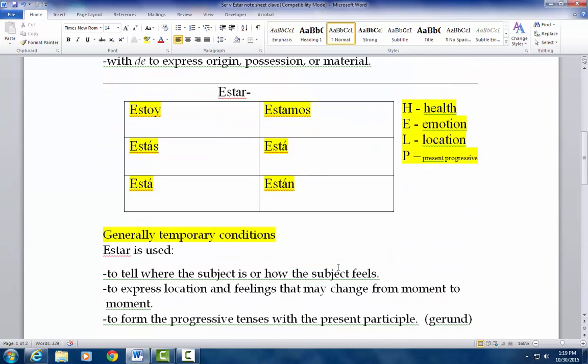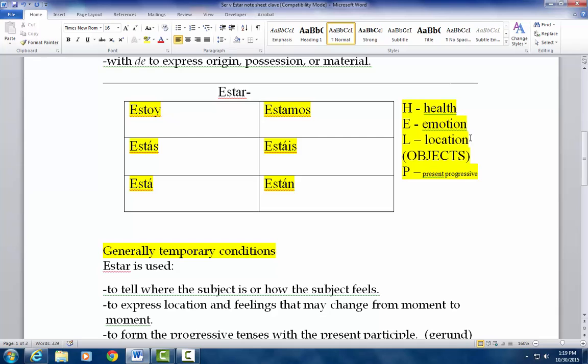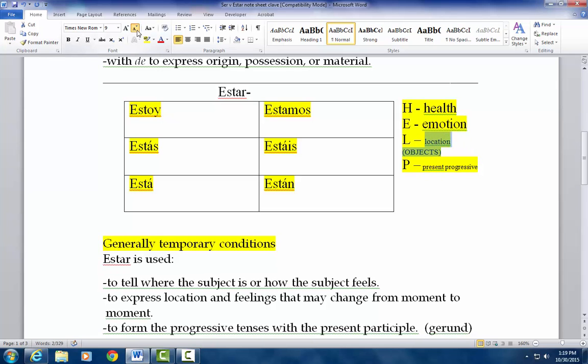Moving on, let's look at ESTAR. Our conjugations are estoy, estás, está, estamos, estáis, están. Oops, that's a little typo. Let me fix that for you. There we go. Okay. Our acronym is HELP. H is for health. E is for emotion. L is for location. Let's be specific here. Location of objects. Okay. When getting into location of events, that is going to be SER.